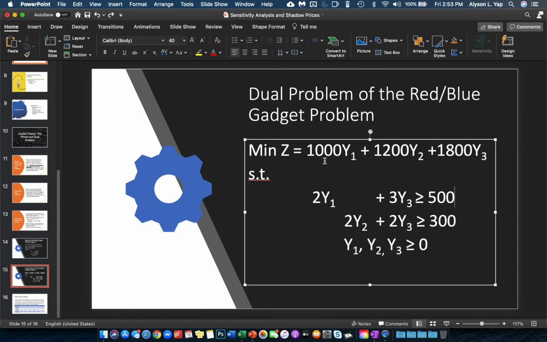Now, let's try to understand first who owns this dual problem. Remember that the dual problem exists because the primal problem exists. However, the dual problem is owned by someone else. In the example of the family diet problem, the dual problem is owned by a pharmaceutical company that is deciding to produce vitamin A and vitamin C capsules. And in that problem, they are deciding how much to price each capsule of vitamin A and vitamin C. So for this red blue gadget dual problem, who owns the problem?